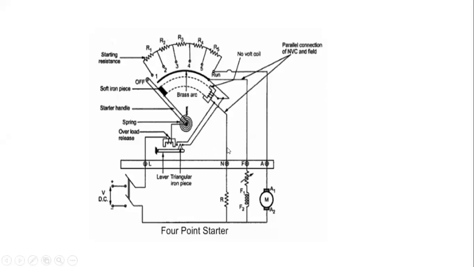Okay, this is the construction and working of a 3-point starter, and these are the resistances. And these are the studs, and this is the no volt coil, and this is the overload coil, and this is the handle. At that handle we are connecting the iron piece. This is the iron piece, and these are the 2 magnets. That one is named the overload coil, and this is the no volt coil. Okay, this is the total working of a 4-point starter. Okay, understand?